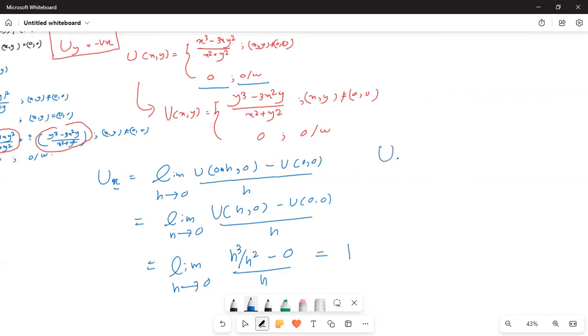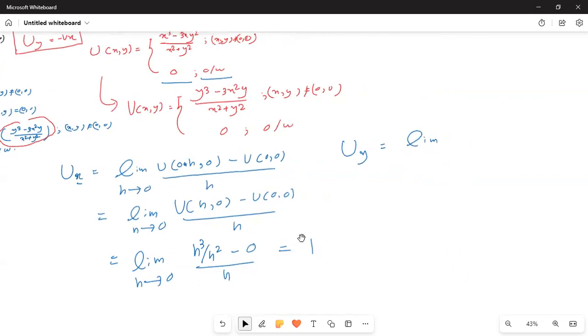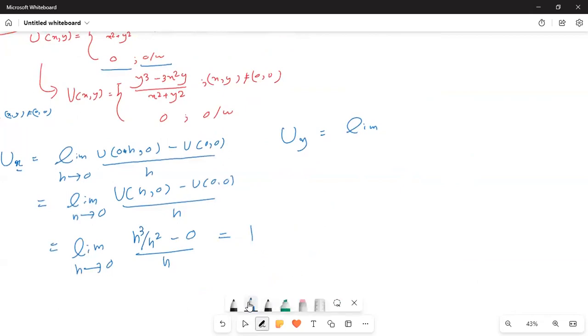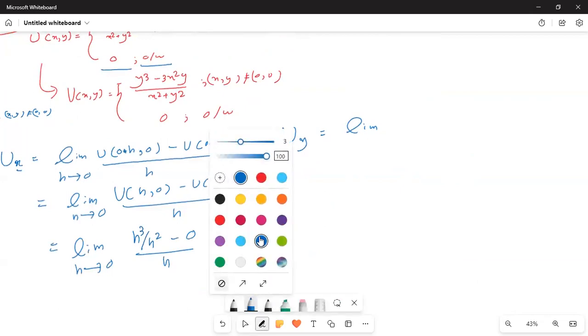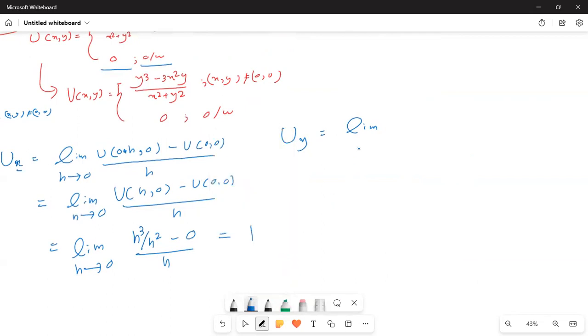Now u_y, similarly, you evaluate by using the definition of the partial derivatives. You evaluate this one, then the limit again as h goes to 0.